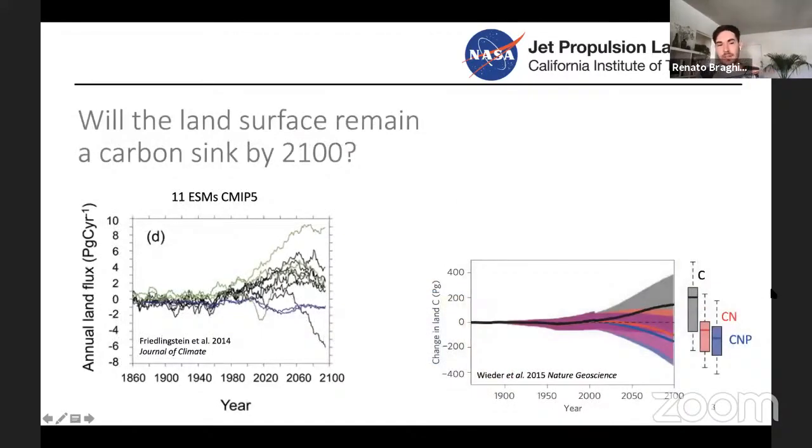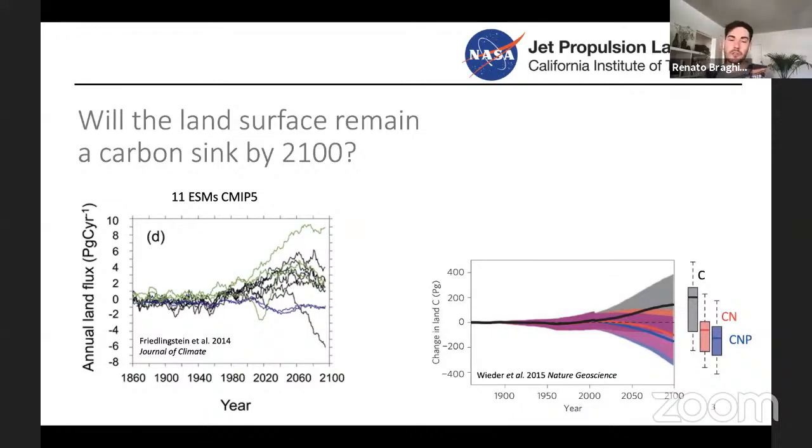So we as Earth system scientists think about this question quite a lot. We want to know if the land surface will remain a carbon sink by the end of this century. On the left-hand side of this plot, I show you the results of 11 Earth system models in the CMIP5 simulations. This figure is quite famous. We've probably seen it a couple of times already during this meeting. Basically, it shows us that Earth system models disagree not only in the magnitude, but also the sign of the land uptake by the end of this century.